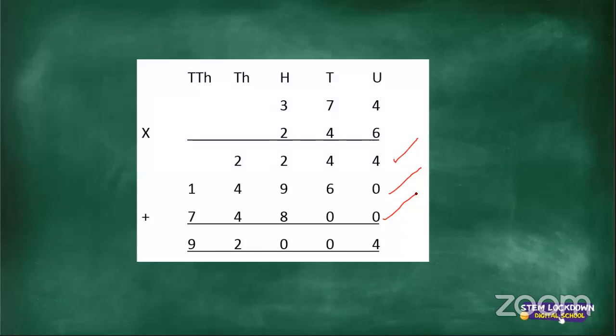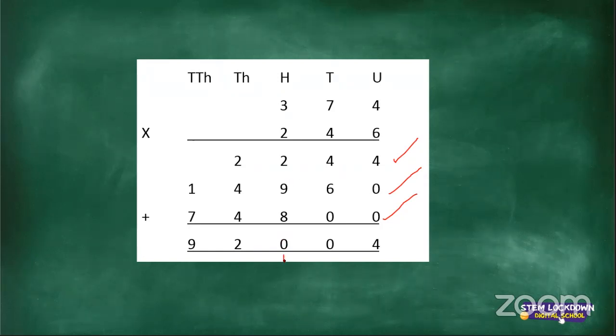So instead of doing it all separately, you put it together in rows. The first row is multiplying the 6, the second row is multiplying the 40, and the third row is multiplying the 200. So we put all our answers here, and we have 4 plus 0 plus 0 is 4. 4 plus 6 is 10. So we put 0 here and we carry our 1.